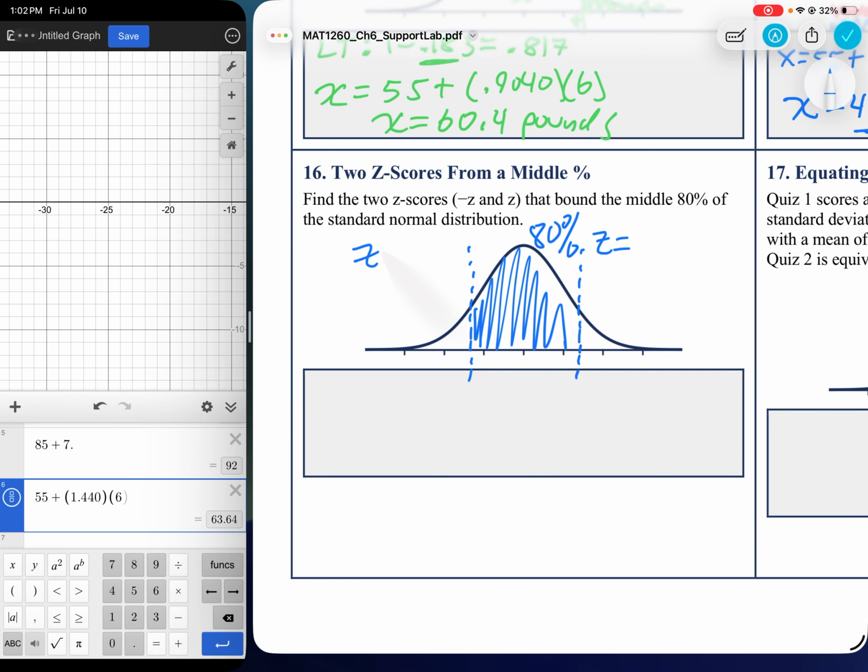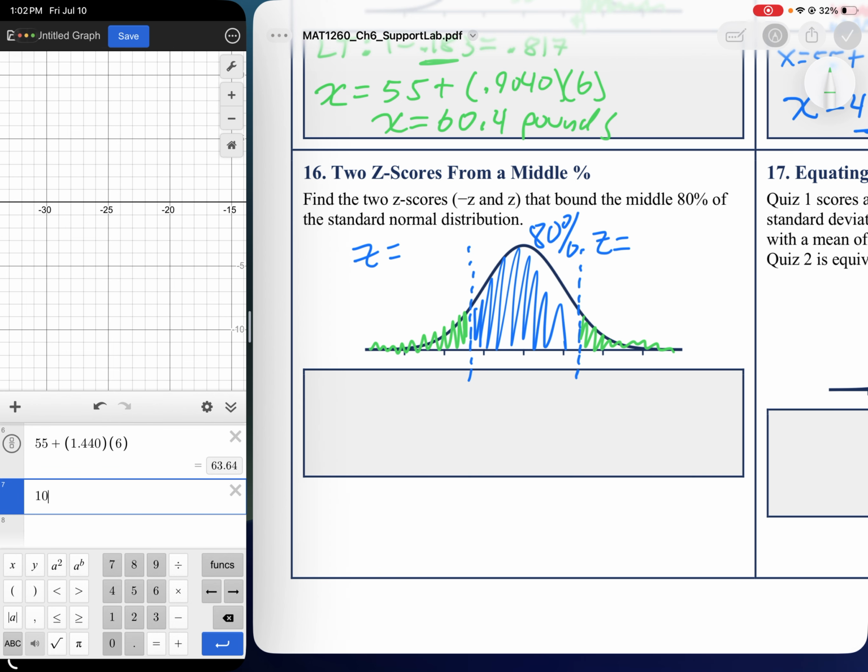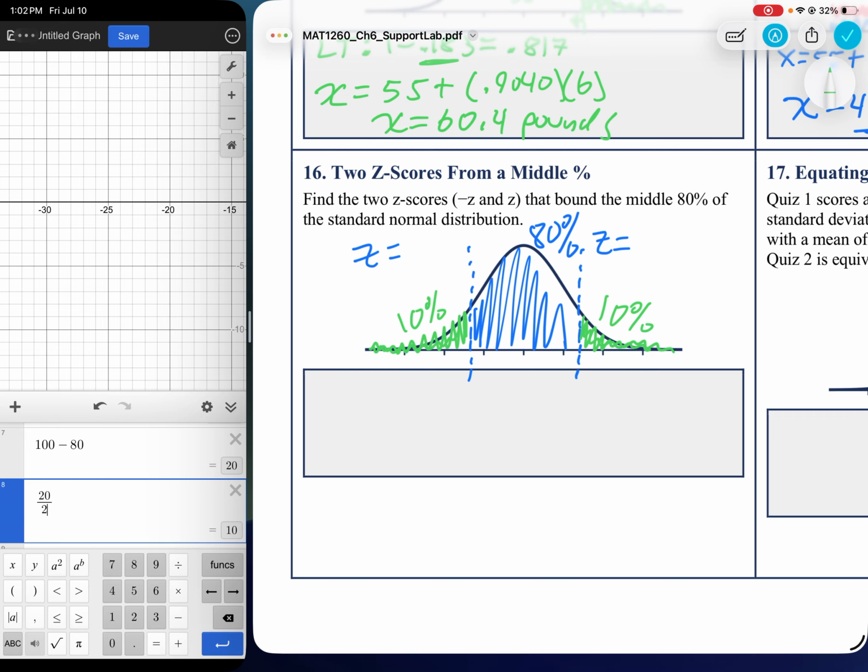There we go. So when we have an in-between, a middle percent problem, we first need to figure out, well, what does that mean we're cutting out? What is in the left tail and what is in the right tail that we're cutting out? Well, I know that if the middle that we're talking about is 80%, 100 minus 80 is 20. So this lower left tail and this upper right tail hold 20%. So I'm going to take that total divided by 2, which means the bottom left tail is 10% and the upper right tail is 10%.